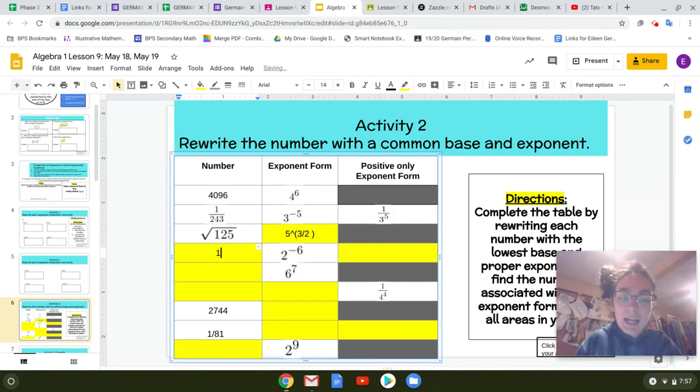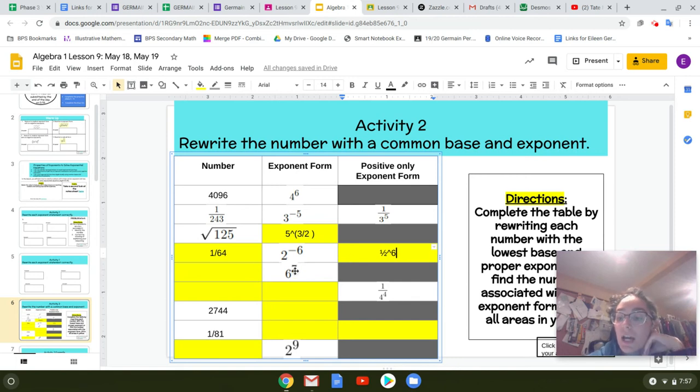So we're going to write it as 1 over 64, or 1/64. And then if we have to write it as a positive only exponent form, we're going to have to, remember, reciprocate our fraction. So it's going to be 1 over this exponent here made positive, 2 to the 6th power. Okay? Good. Now let's take a look at this first one here.